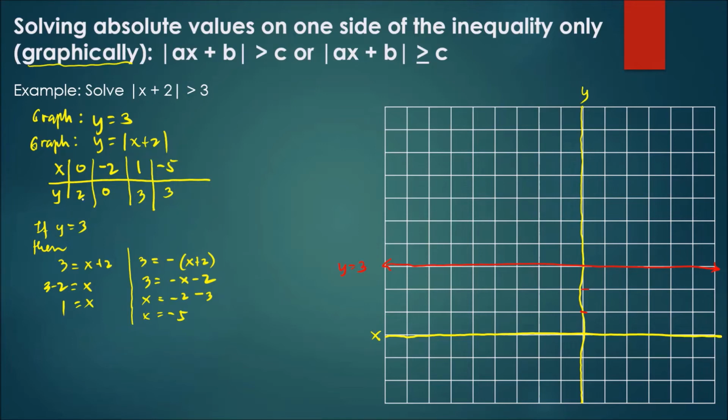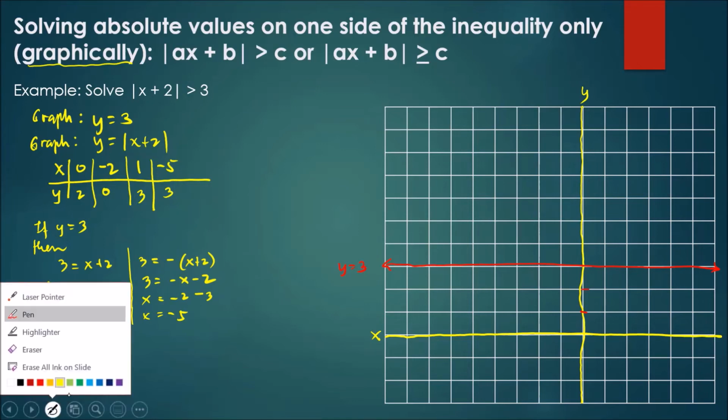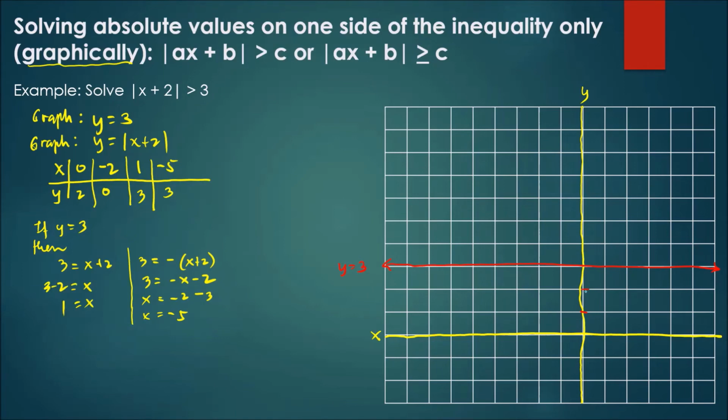So we have 0, 2. So let's graph. We have 0, 2, then we have negative 2, 0, then we have 1, 3, then we have negative 5, that is 1, 2, 3, 4, 5, 3. Okay, so this is our graph.